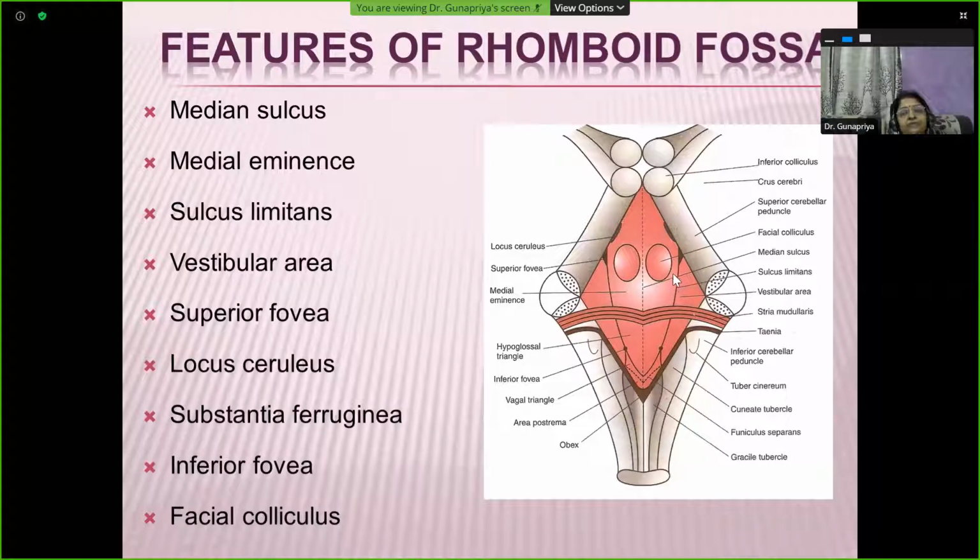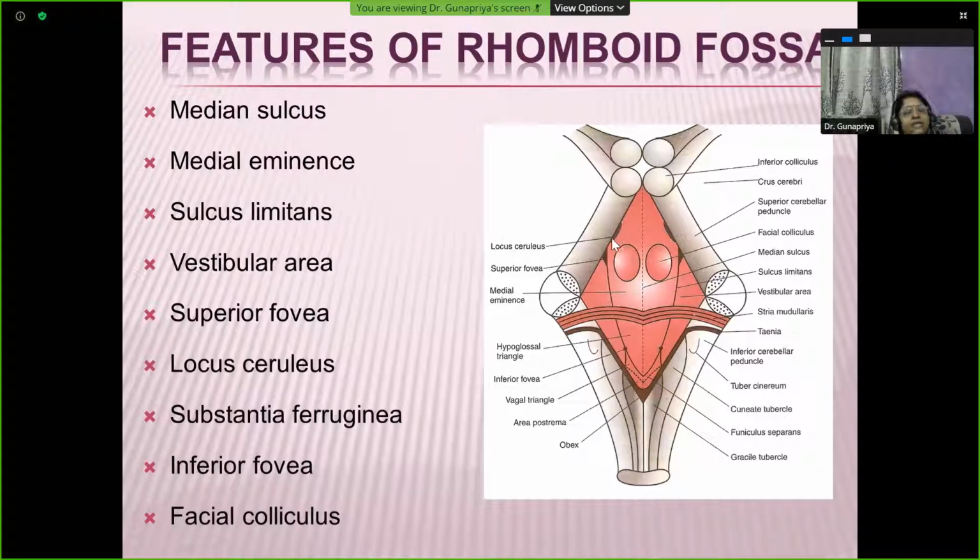The sulcus limitans, if you trace it above, ends in a depressed area known as the superior fovea. The same sulcus limitans, if you trace it below, will end in another lower depressed area known as the inferior fovea. And beyond the superior fovea, you find a darkly pigmented area known as the locus ceruleus.